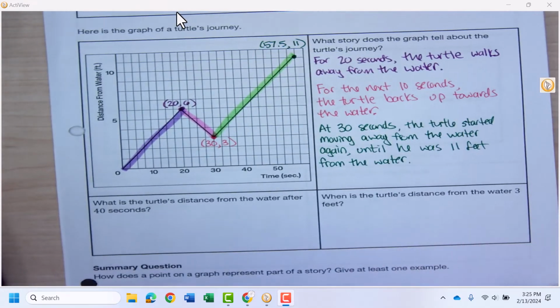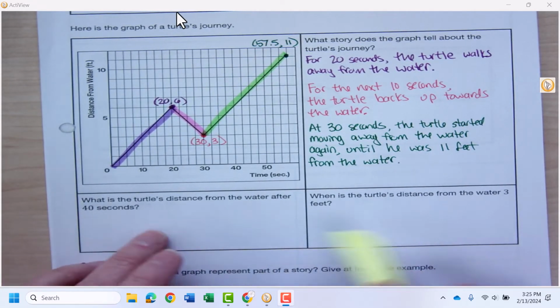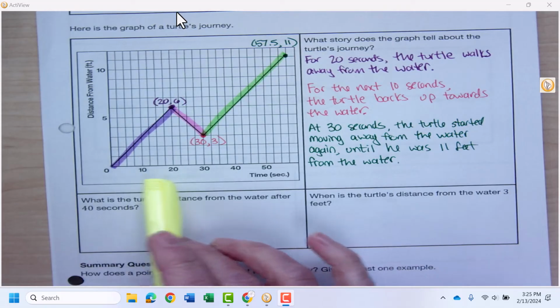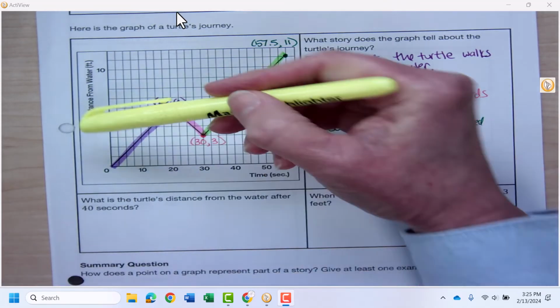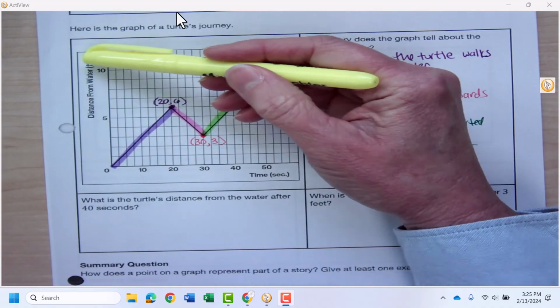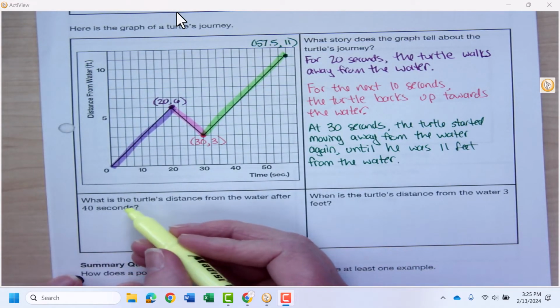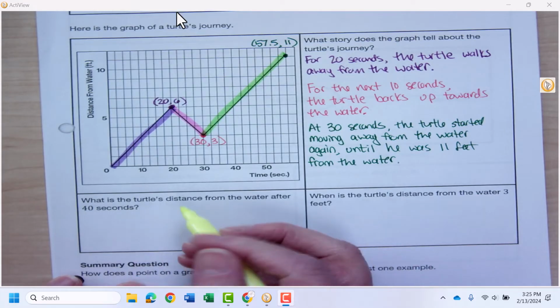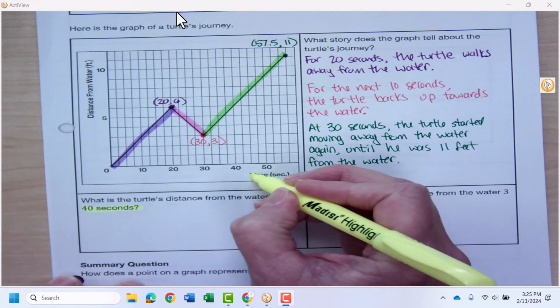Let's just make sure that we can read the graph thoughtfully and accurately. Let's answer these two questions about the graph, remembering that x represents time in seconds and y represents the distance from the water in feet. Well, seconds is down here.